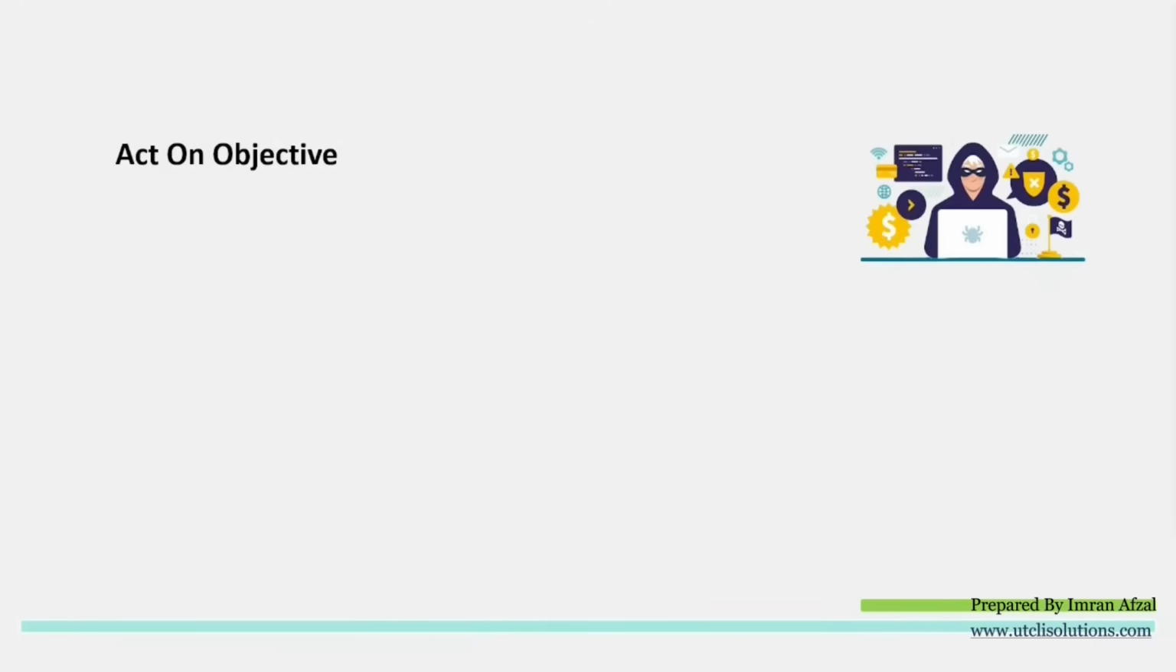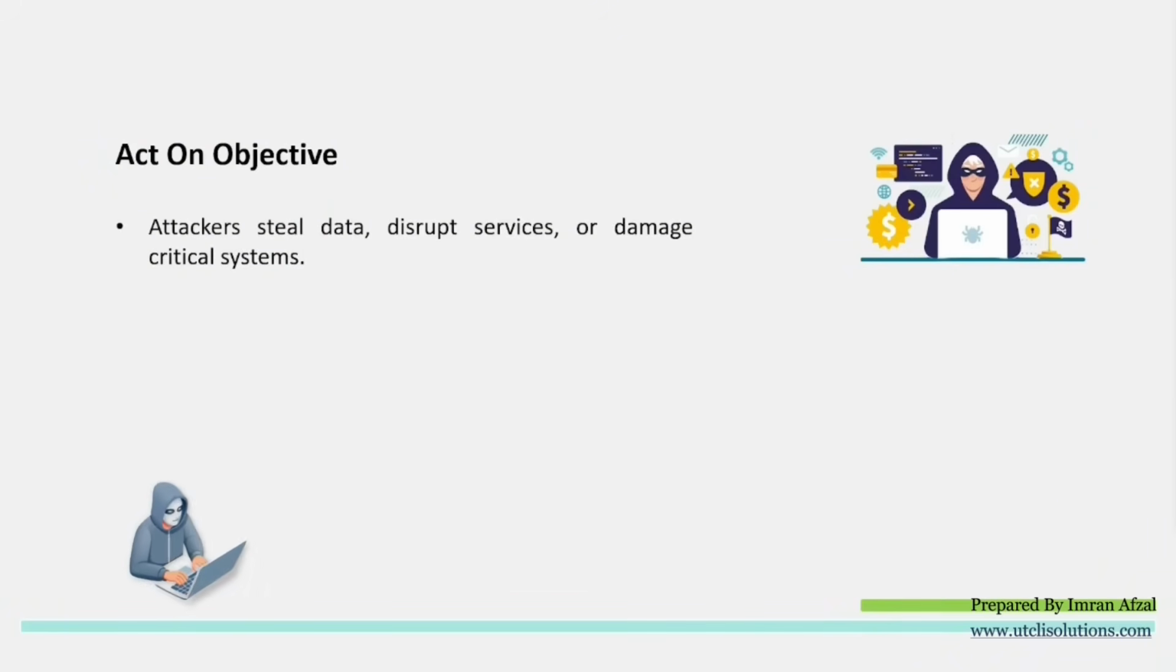Act on objective. Attackers often have various goals when they reach the final stages of the Cyber Attack Lifecycle. These objectives can include stealing data, destroying or modifying critical systems, networks and data, or launching a denial of service attack, which disrupts services and makes them unavailable to users.